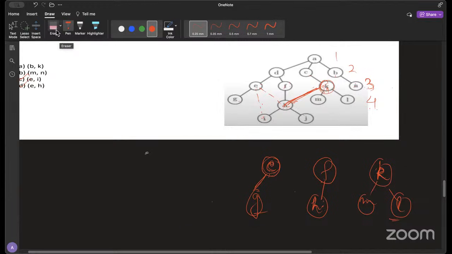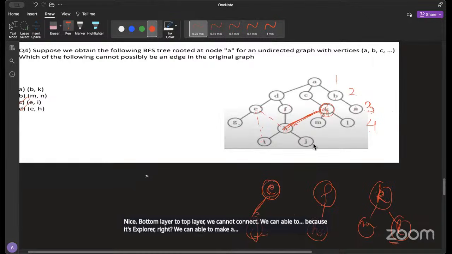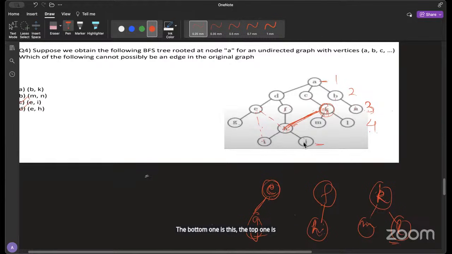Okay, ma'am. In this one, from the bottom layer to the top layer, we cannot connect. Yeah, you can't connect this to this. Basically, you can't connect A with any level other than its adjacent level. 2 is already connected, so you can't connect it with 3, can't connect it with 4, can't connect it with the 5th level.